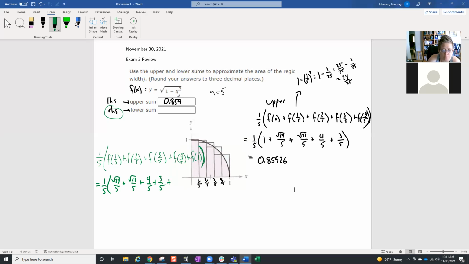What's f of 1? When I put 1 in, I get 1 squared is 1. 1 minus 1 is 0. Square root of 0 is 0. So it looks like we ended up just losing a 5th. So this answer should be, don't try this at home. A 5th is what, 0.2? I'm going to guess the lower sum was 0.659.